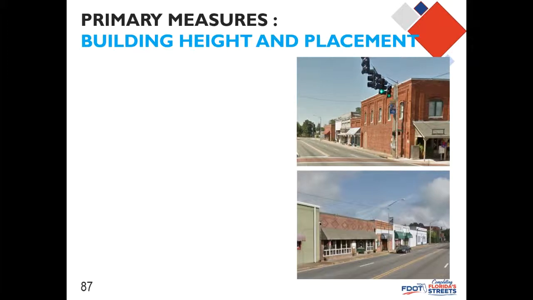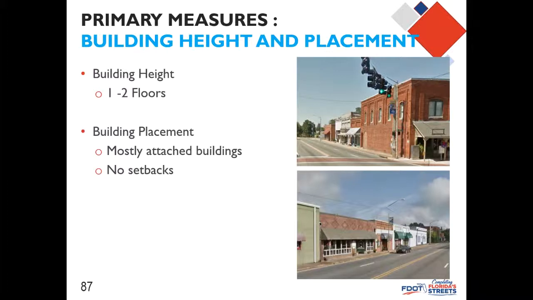Let's look a little closer. So we'll look at our primary measures for building height and the placement of the buildings. Our building height is 1 to 2 floors. The building placement is mostly attached buildings. As you can see in the upper and lower photographs, there are no setbacks. These buildings are located directly on the back of the sidewalk.